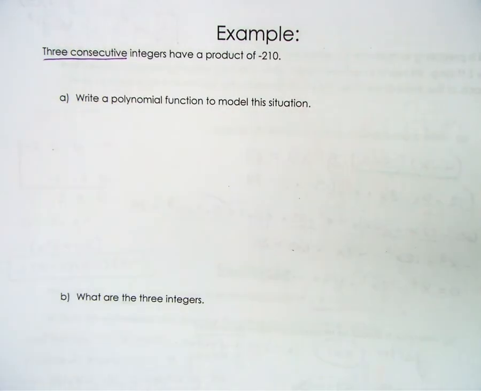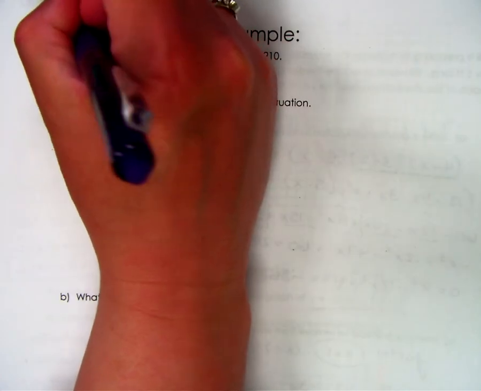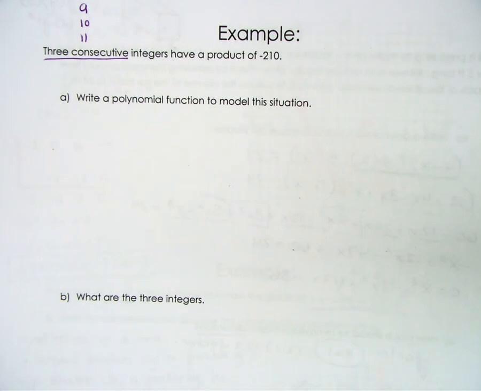What does consecutive mean? In a row, right? Like it means 1, 2, 3, 4. Like you don't skip any, it's in a row. So if we were to have an example, 9, 10, 11 are consecutive numbers. If we don't know what the first number is, what are we going to call it? X.